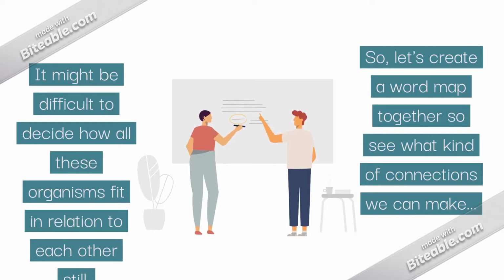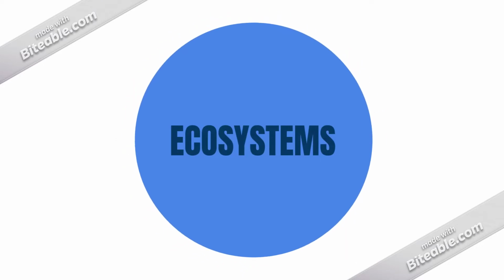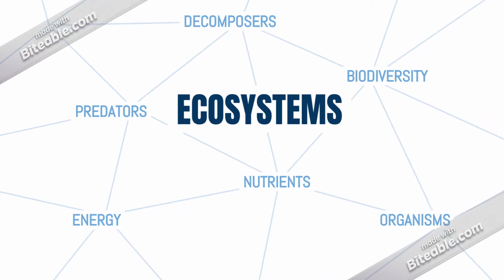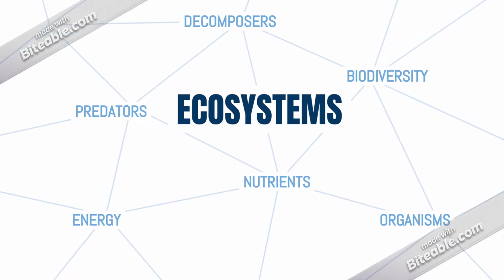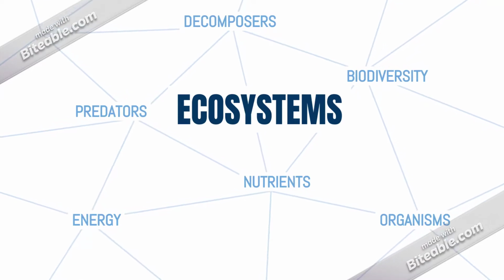Okay, so this is our word map or semantic map, and it's going to be a visual representation of all the knowledge and experiences we have with our concept. So we're going to put our concept term in the middle. We're going to use the word ecosystems. And then together, we're going to brainstorm a bunch of subtopics related to ecosystems. Then we're going to connect the subtopics with lines. The topics we have chosen are decomposers, biodiversity, organisms, nutrients, predators, and energy.